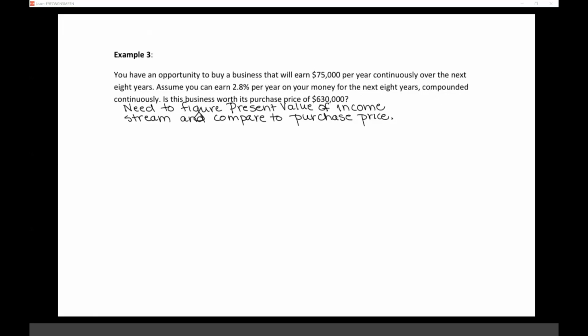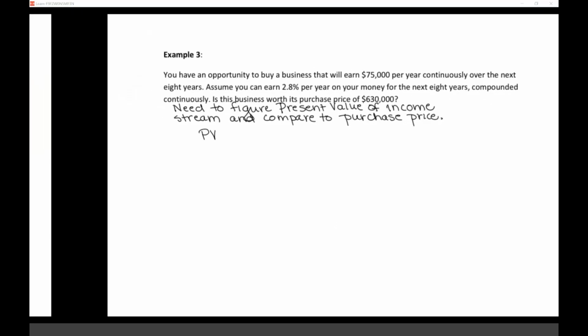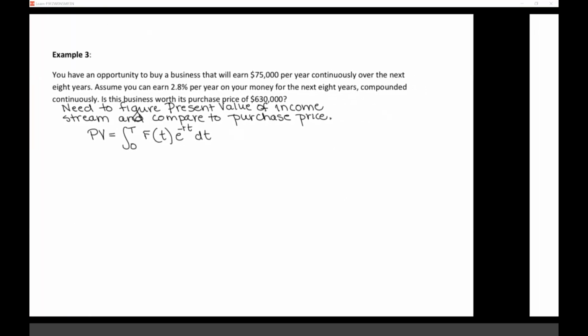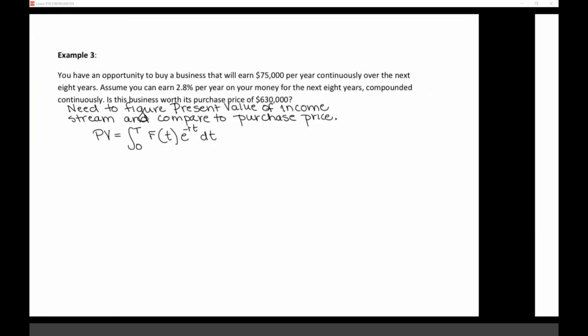So here's my present value of an income stream formula. I'm just copying this so I can see what I need in order to make it work. And this is integrated with respect to time. So I can see I need f of t, I need a function. Notice they're just giving me a constant amount, so my f of t is just 75,000.